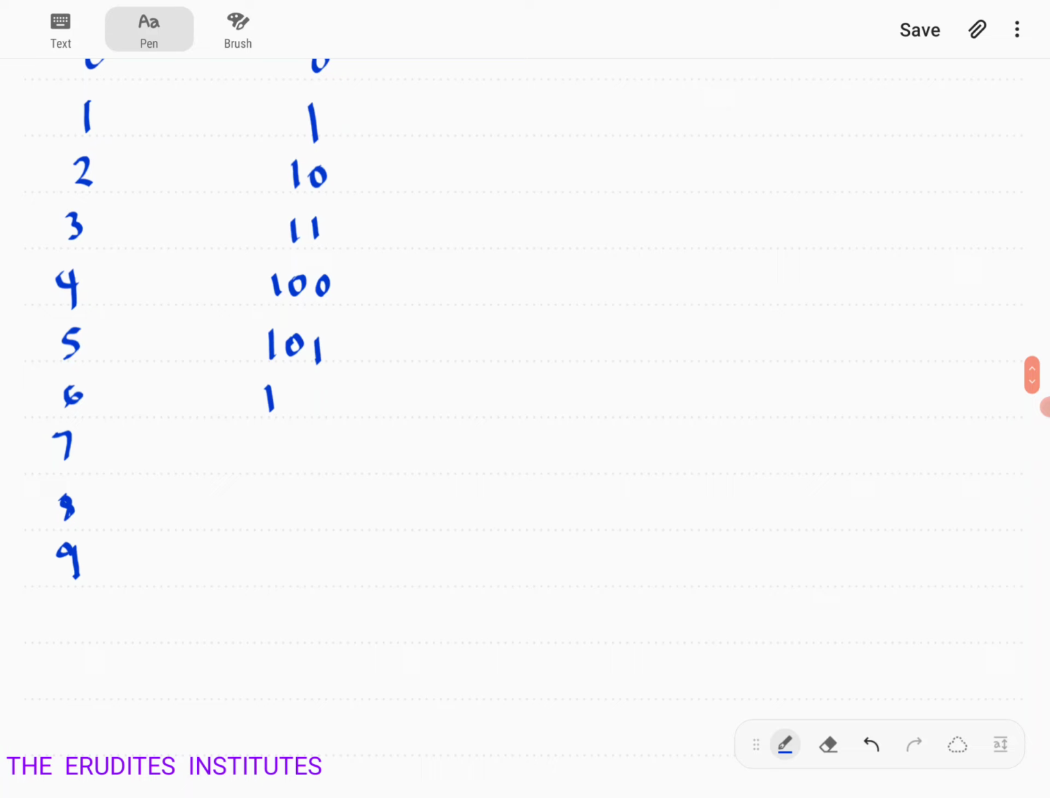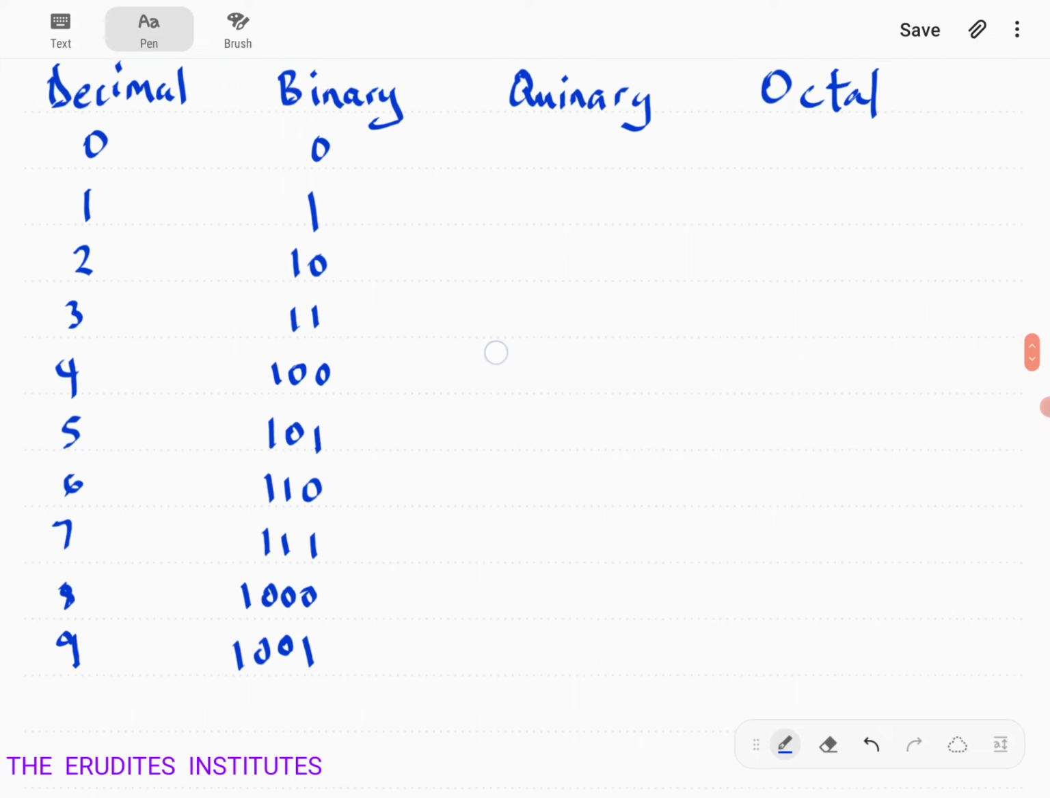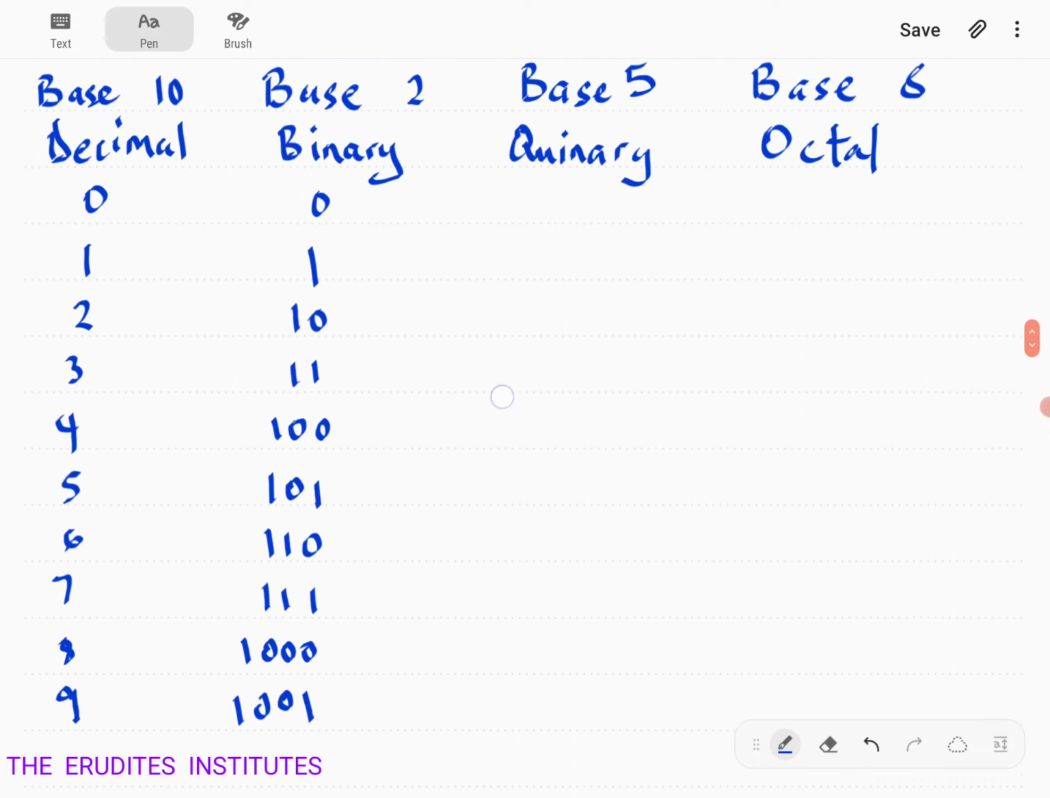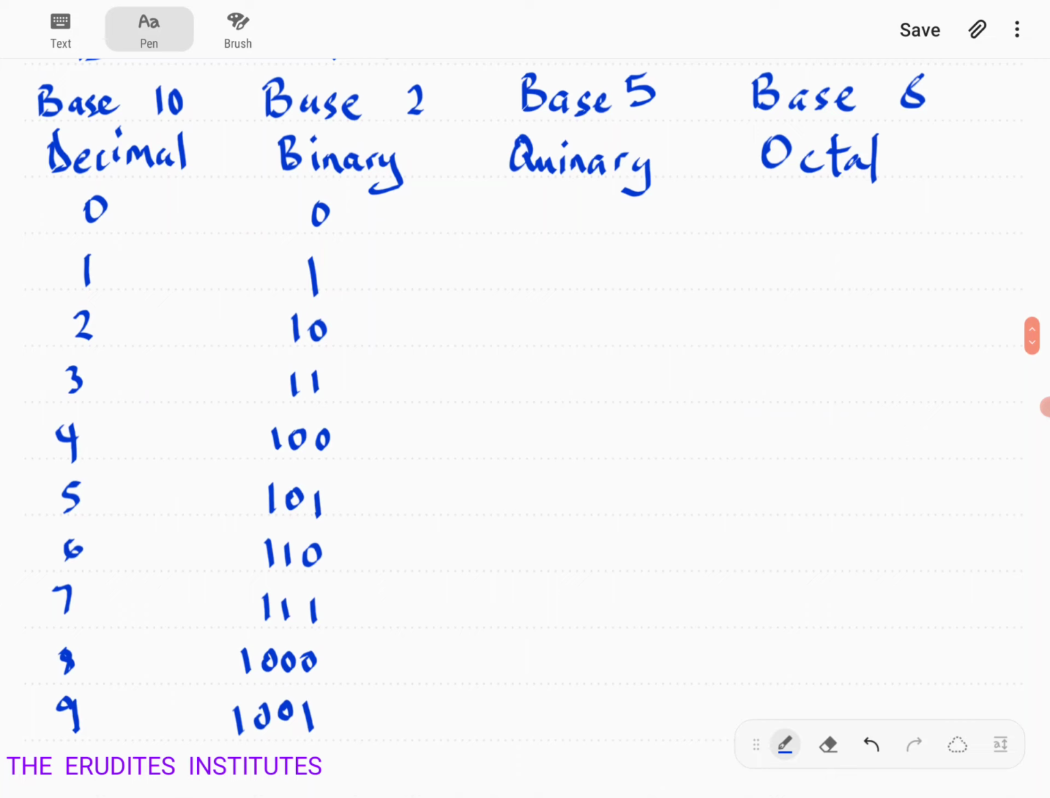6 becomes 1, 1, 0. 7 becomes 1, 1, 1. 8 is 1, 0, 0, 0. 9 is 1, 0, 0, 1. So this is how the numbers 0 to 9 appear in base 2.